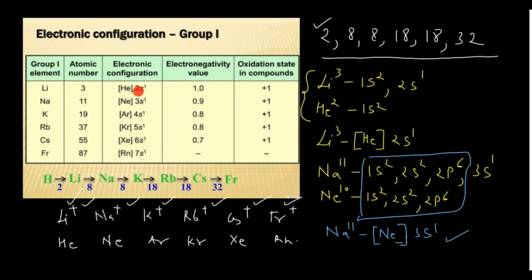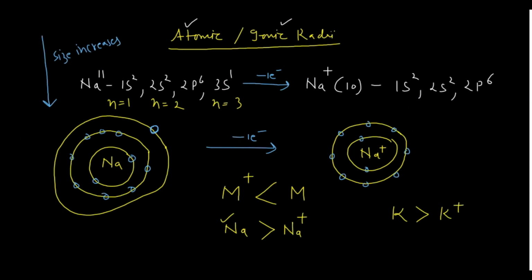Here you can see the principal quantum number increases. Here the principal quantum number is 2, here it is 3. If you keep on going down, your principal quantum number increases. That means the shell increases, that means you have one more layer. If you go to potassium, again one more layer, so the size increases. So when you go down the group, whether atomic or ionic radii, it is always increasing.